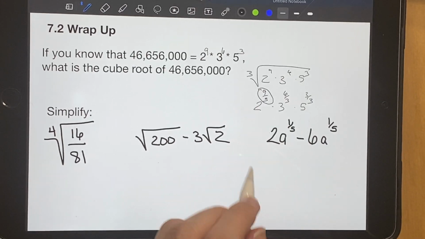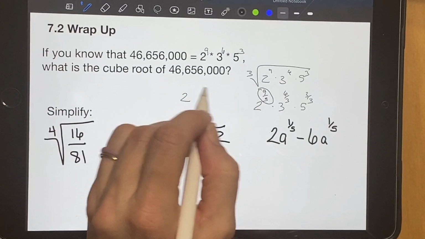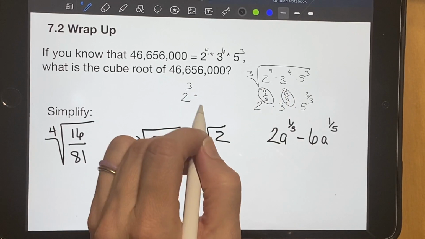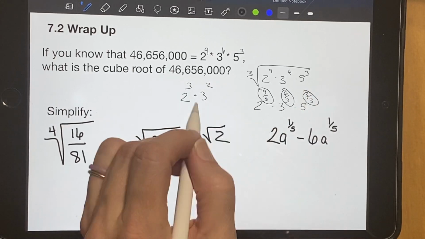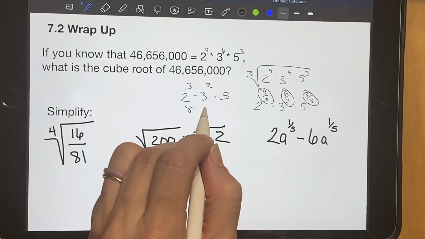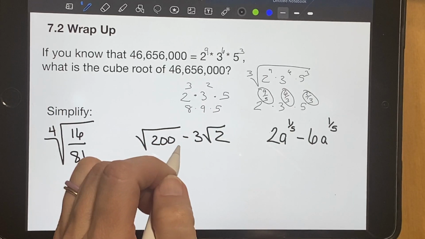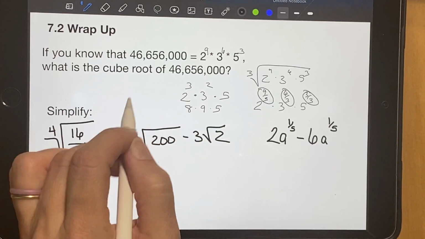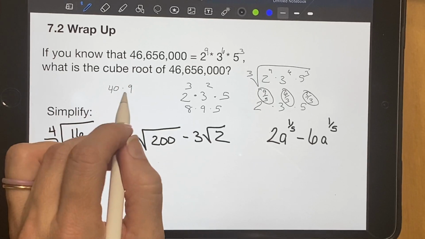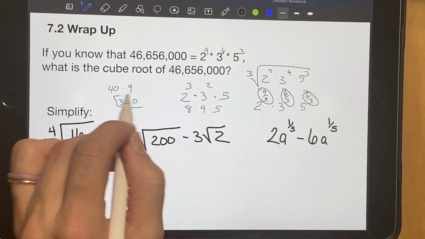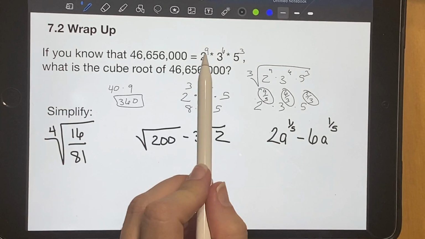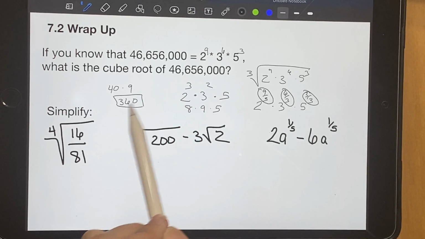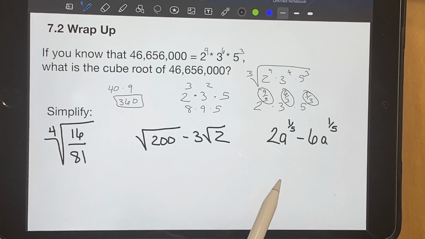my 9 over 3 becomes cubed, so 2 to the 3rd. My 6 over 3 becomes squared, so 3 squared. My 3 over 3 becomes a 1. And I have 8 times 9 times 5. So we were able to quickly reduce that down. And then you'd have 40 times 9. 9 times 4 is 36, so 360. So we can see how using fractional exponents allowed us to find that answer much faster than actually multiplying it out and finding the cube root.